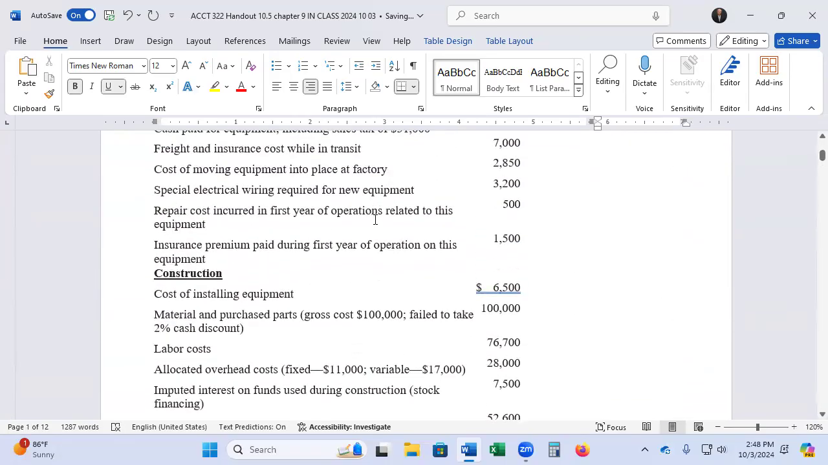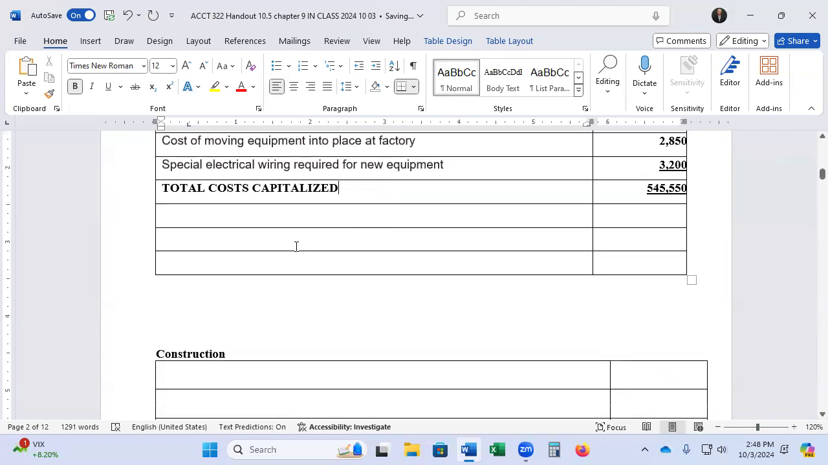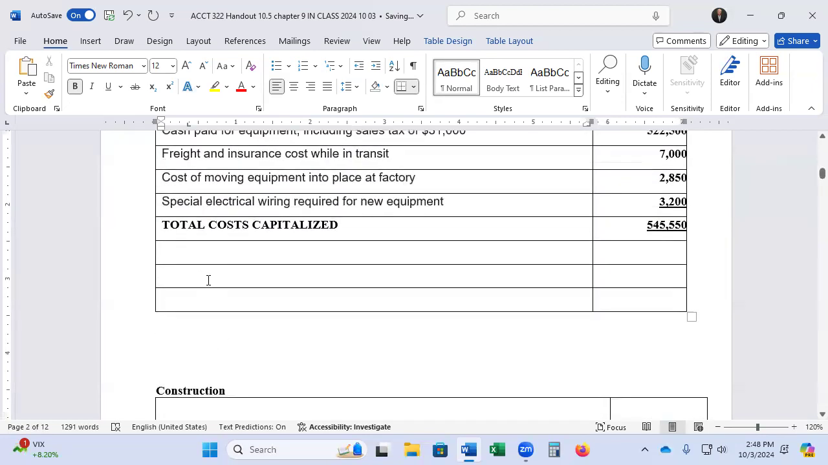And then repair costs incurred in the first year of operations related to this equipment. Any repair costs going forward that don't extend the life or make the production quality better just get expensed. And the insurance premium paid during the first year of operation gets expensed as well. So our total costs capitalized is going to be $545,550. Okay. Take a minute and look at the construction one.